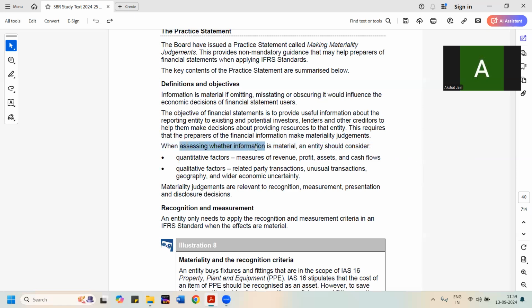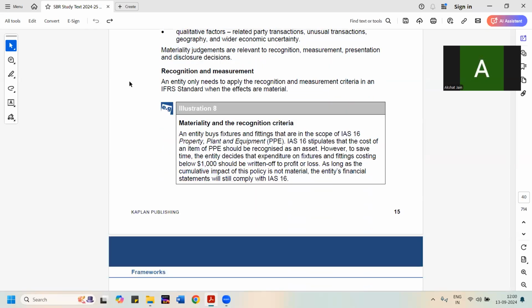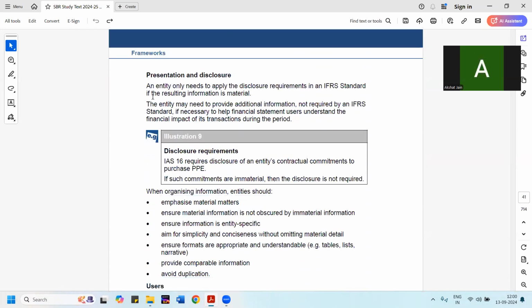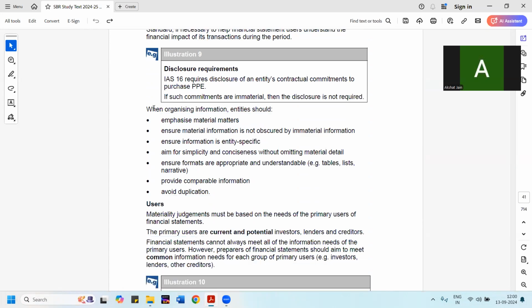When assessing whether information is material, an entity should consider the quantitative factors, measures of revenue, profit, assets, and cash flows, and qualitative factors such as related party transactions, unusual transaction geography, and wider economic uncertainty. Recognition and measurement: an entity only needs to apply the recognition and measurement criteria in an IFRS standard when the effects are material. Presentation and disclosure: when organizing information, materiality matters.